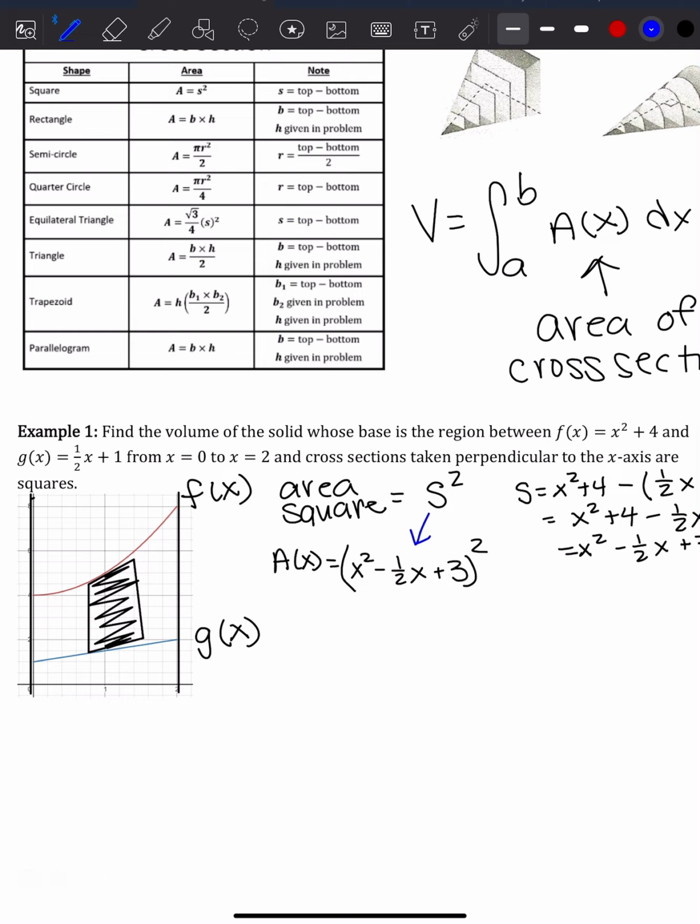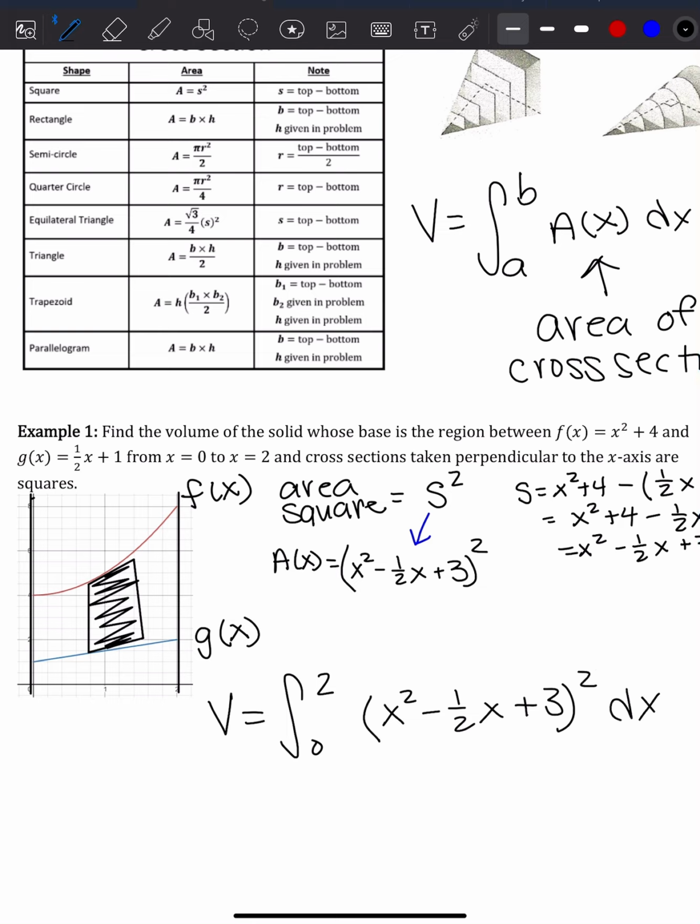Now what we need to do is make our equation for volume. So volume is going to equal the integral from a to b. So a is going to be the smallest x value we have, which in this case is 0. B is going to be the largest, in this case it's 2. So we're looking at only values between 0 and 2, and we're going to do the integration of this function: x squared minus 1/2 x plus 3, squared, dx.